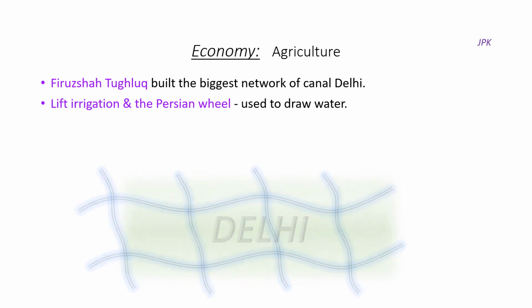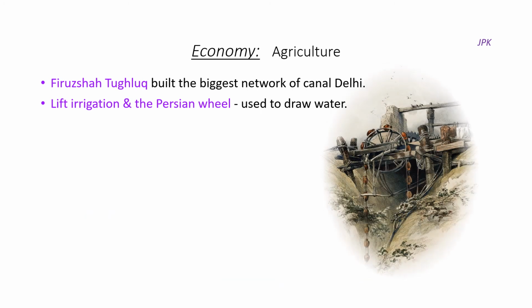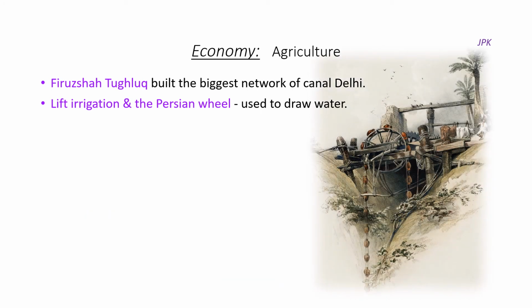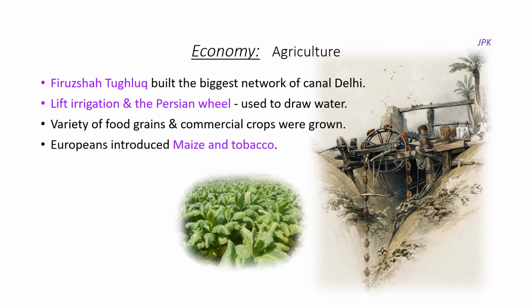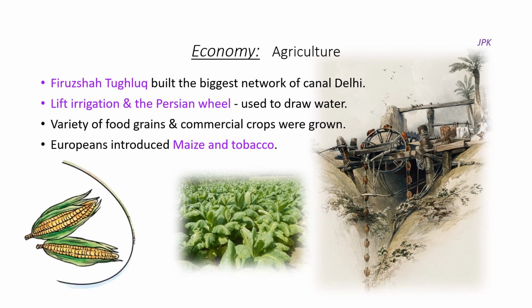The wheel technology, a Persian invention, was used extensively. As a result, a variety of food and cash crops were grown. The Europeans introduced maize and tobacco.